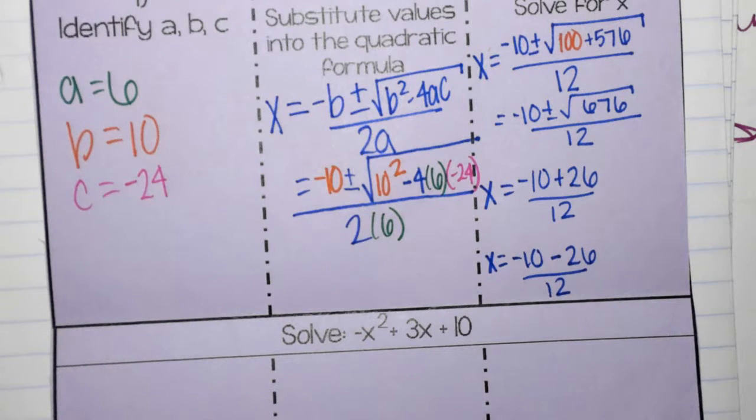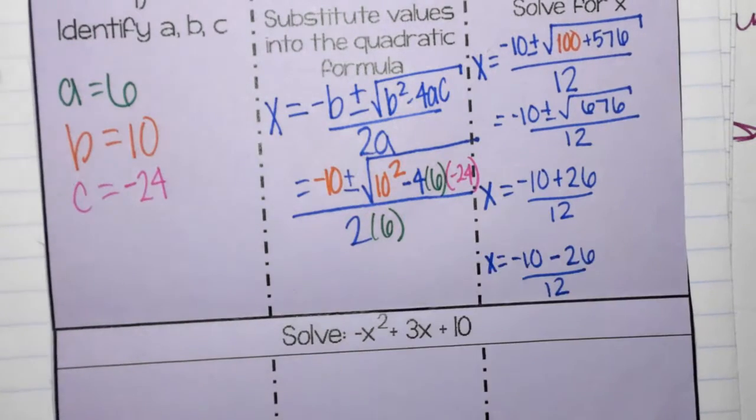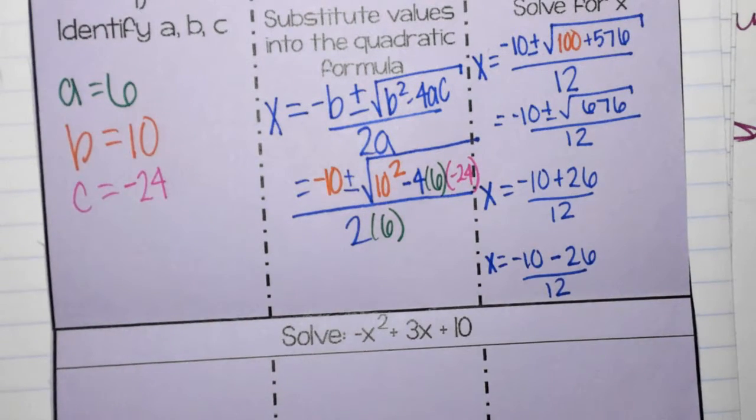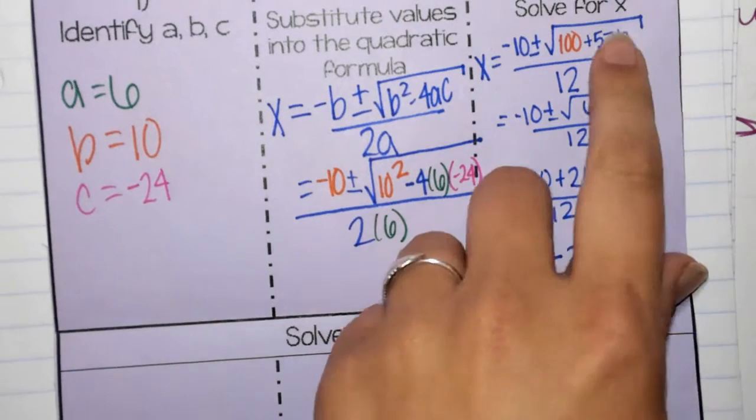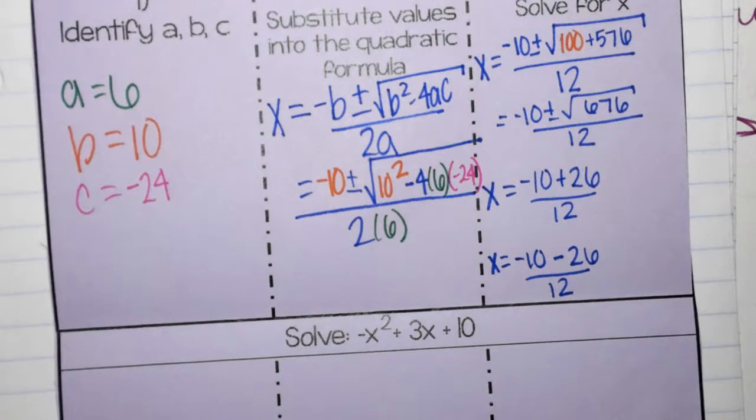Does everybody understand so far? Where did I get 26 from? Where did I get 676 from? Multiplied. Where did I get 100 from? Added square. Where did I get 576 from? 24.